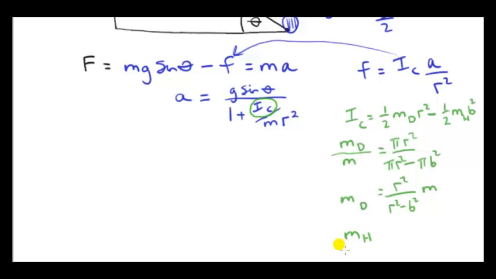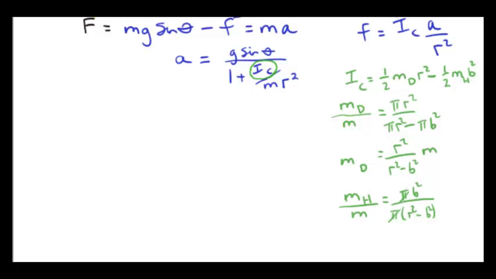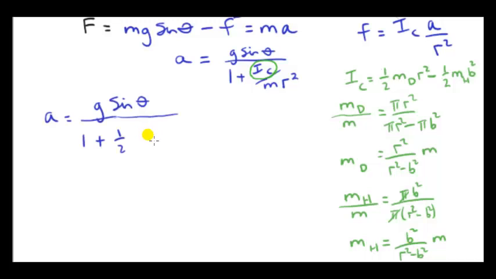If we take mh and put it over the mass of the annulus, it's the same as the area of the hole, pi b squared, over the area of the annulus, just pi times r squared minus b squared. Alright, so you can see now that the mass of the piece removed to make the hole is b squared over r squared minus b squared times m. Okay, so let's plug everything in here.